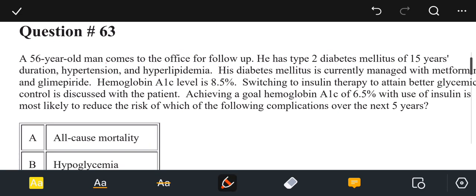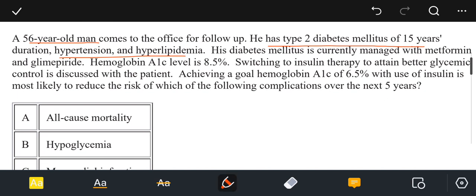A 56-year-old man comes to the office for follow up. He has type 2 diabetes mellitus of 15 years duration, hypertension and hyperlipidemia. His diabetes mellitus is currently managed with metformin and glimepiride. HbA1c level is 8.5%. Switching to insulin therapy to attain better glycemic control is discussed with this patient. Achieving a goal HbA1c of 6.5% with the use of insulin is most likely to reduce the risk of which of the following complications over the next 5 years?